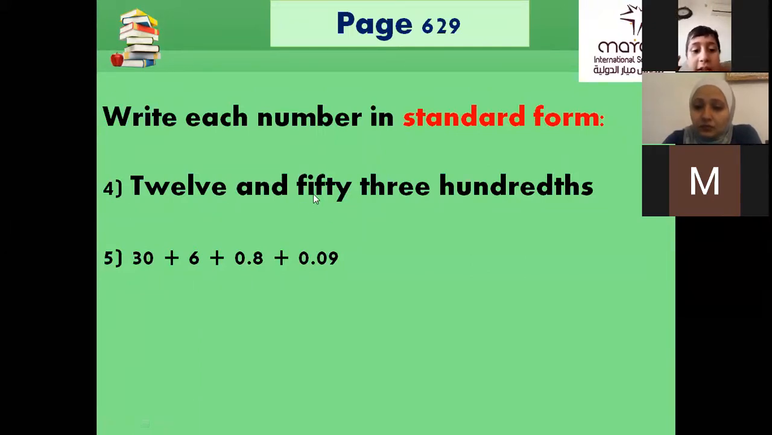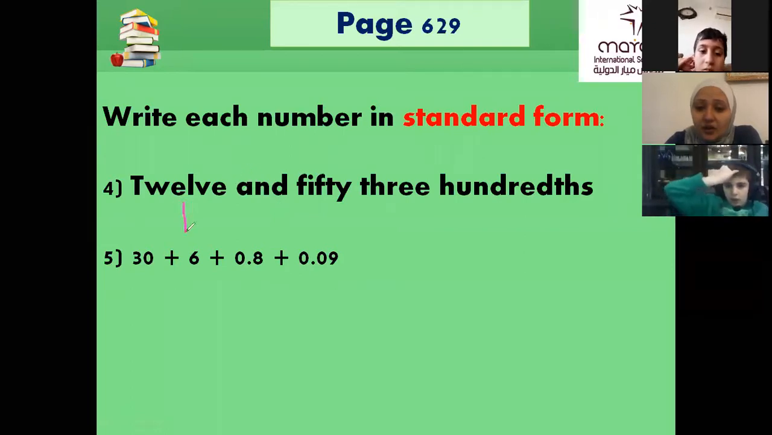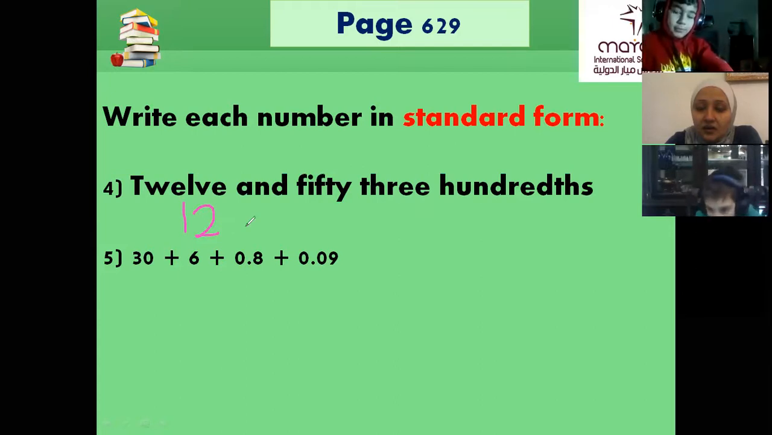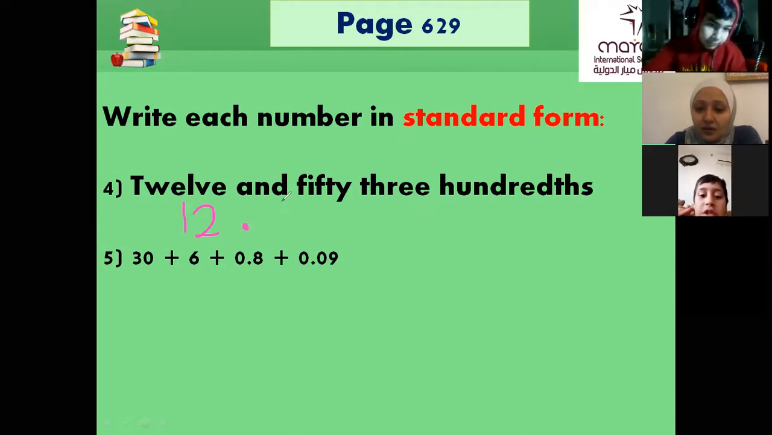No, there is no 6. 12. Can you see here? Yes. How do I write 12? I write 12 like this. Okay, so 12. Instead of "and", what should I write? I will write 12, then a decimal point, then 53 hundredths. Thank you. Ahmed and Amy, solve the second one.